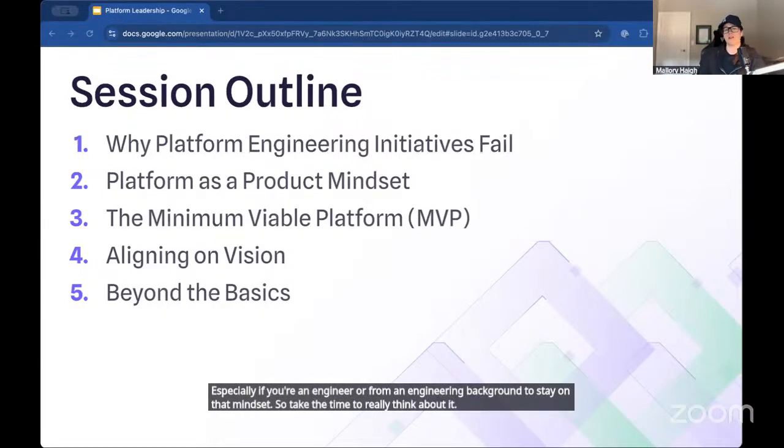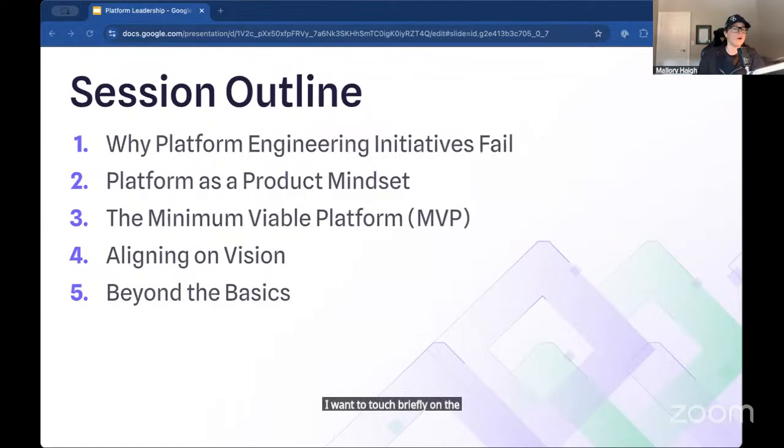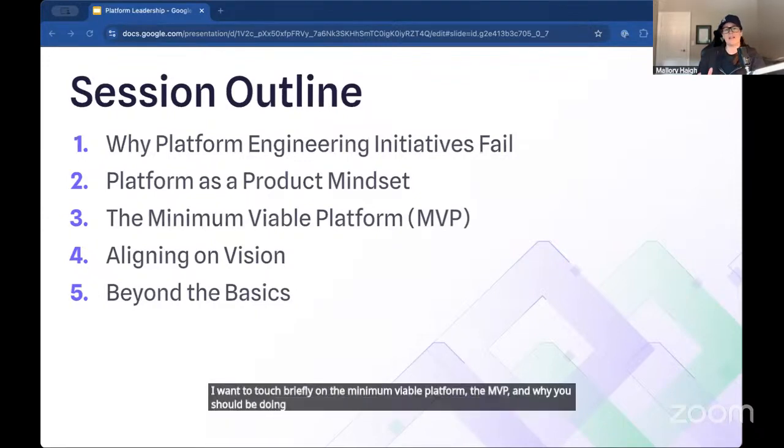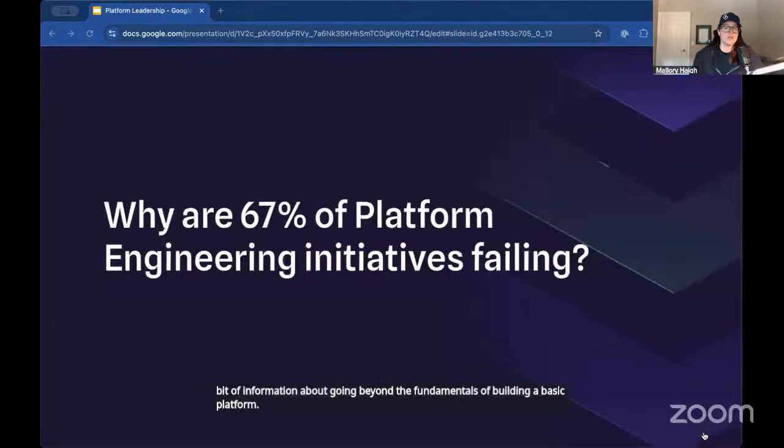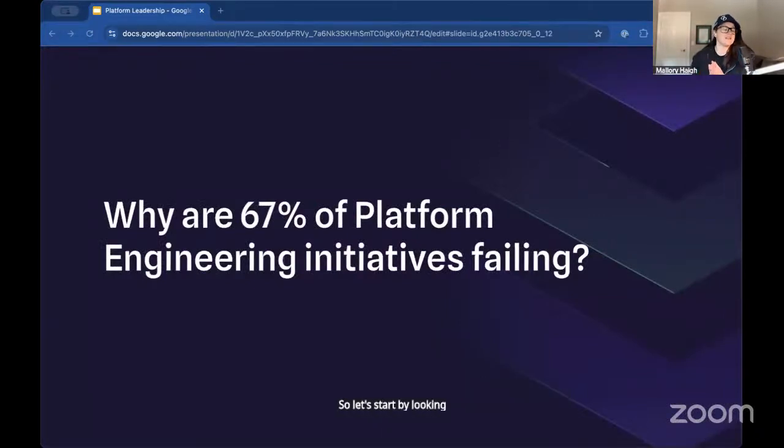I want to touch briefly on the minimum viable platform, the MVP, and why you should be doing one, as well as aligning a little bit on vision and a little bit of information about going beyond the fundamentals of building a basic platform. So let's start by looking at why 67% of platform engineering initiatives fail.